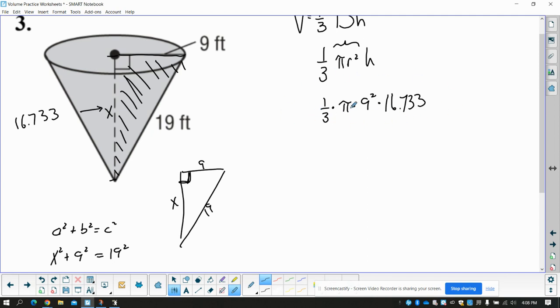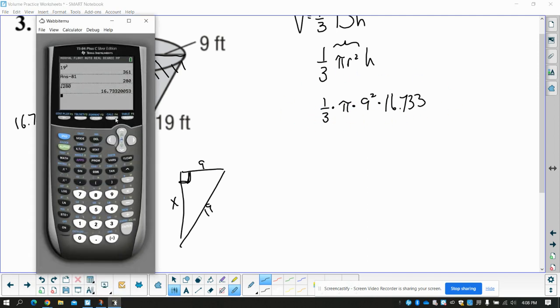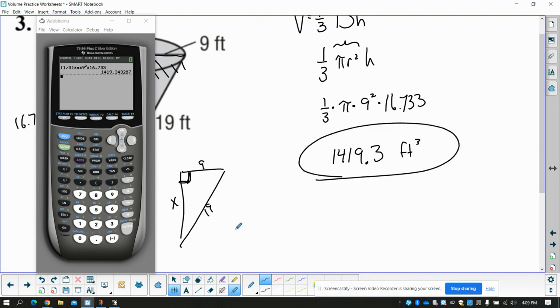So now we can do our volume problem. 1/3 I'm going to do as parenthesis 1 divided by 3 times pi times 9 squared times 16.733. And the answer that I get is 1,419.34. So we'll just say 0.3, round it off. And it's feet, so it'd be feet cubed. And that is the answer to problem number 3.